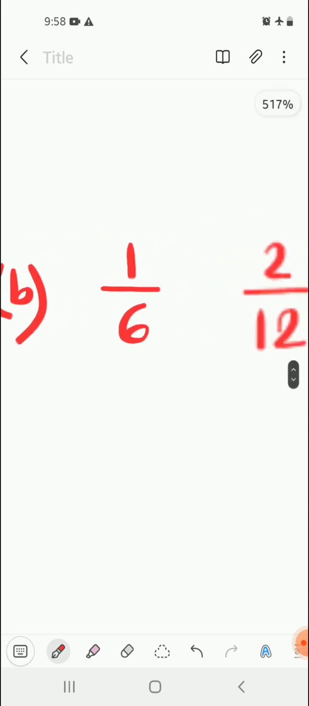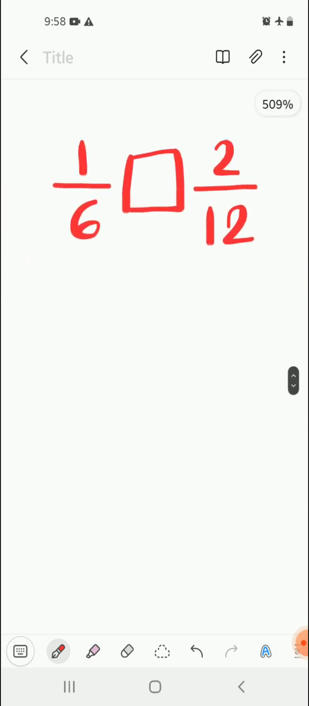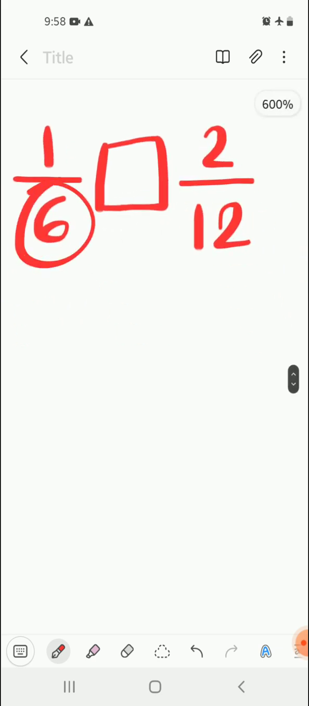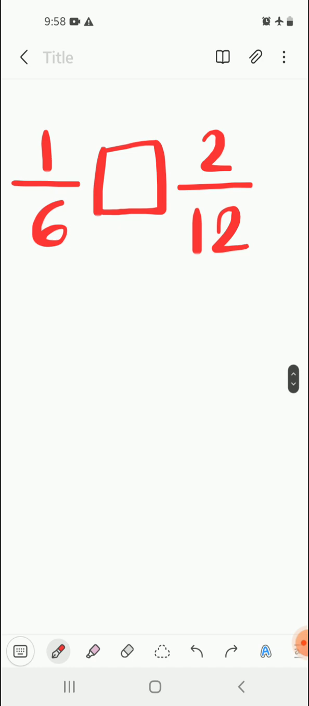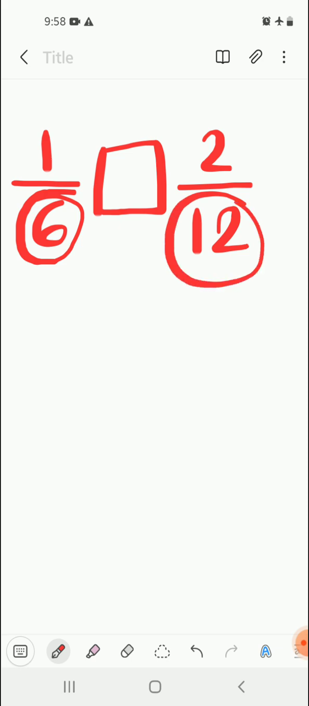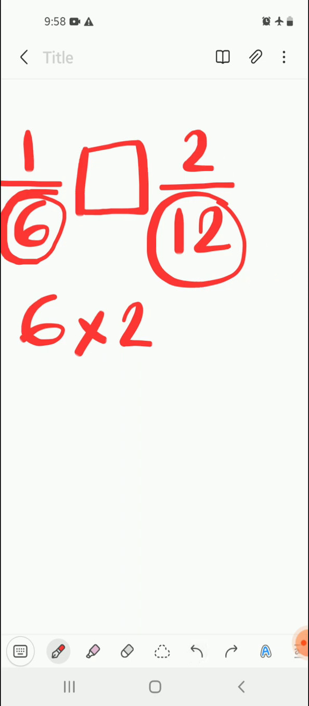We need to find out the sign. So here, see 6 and 12. We have to find the LCM of both. We can do it orally also. How? Always see if by multiplying the smaller number you can get the greater number. Like in this case, 6 into 2 is 12, which means multiplying something with the smaller denominator will fetch you the greater denominator.